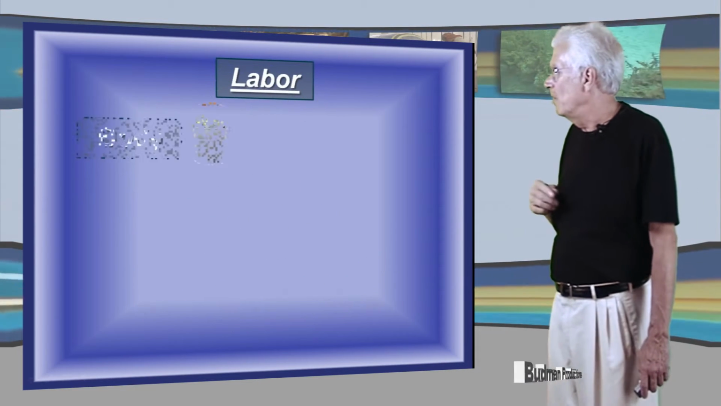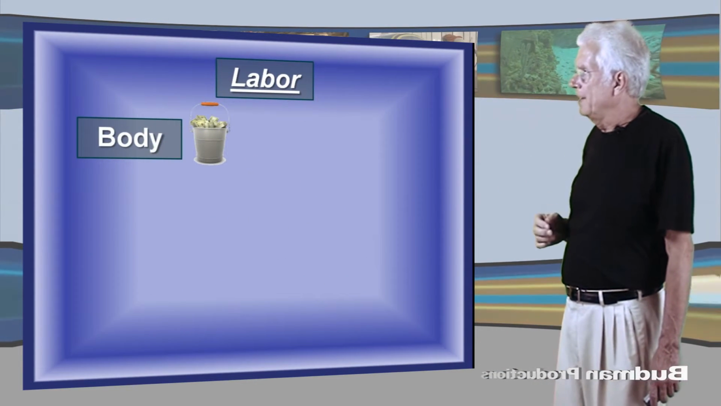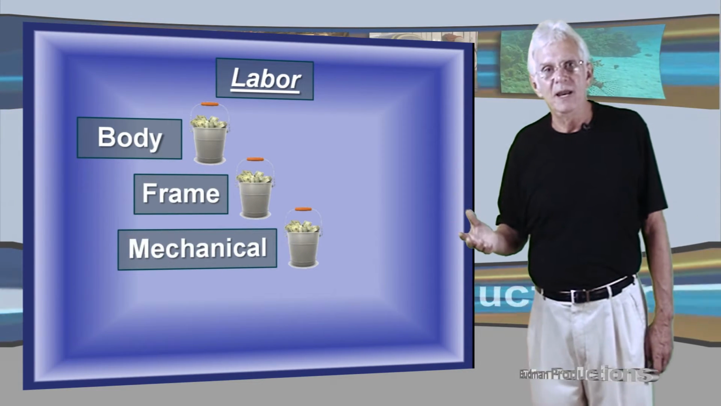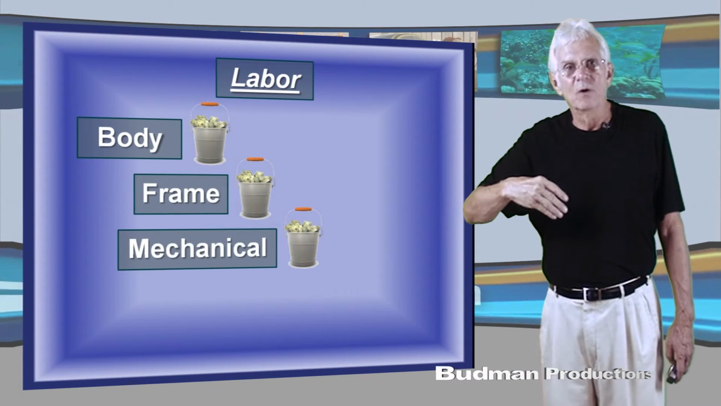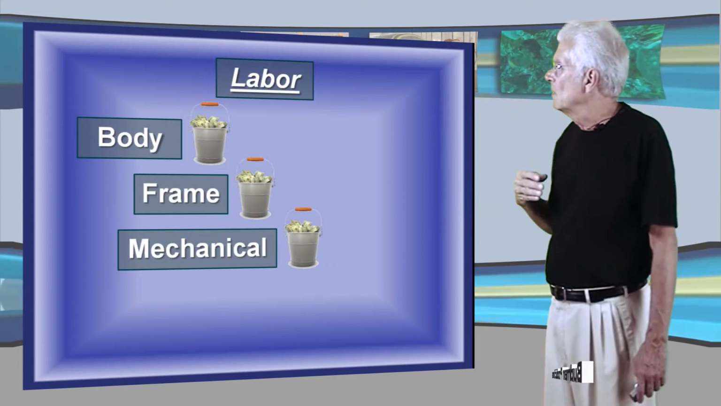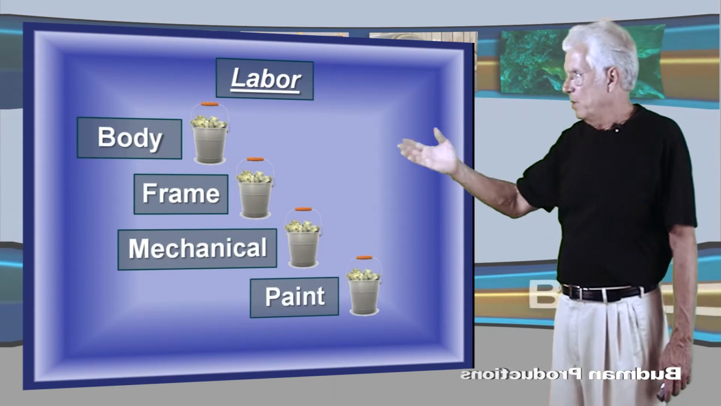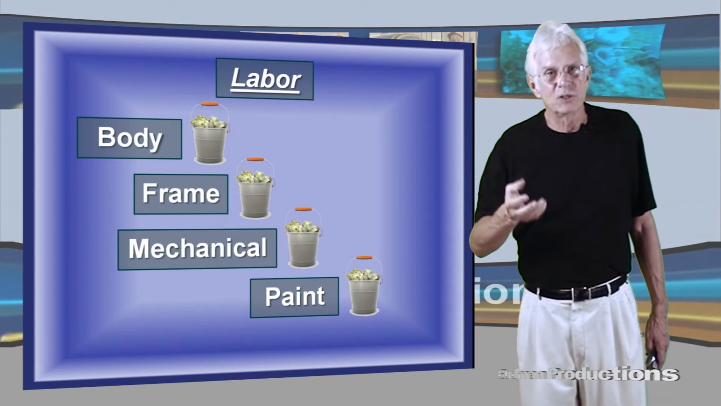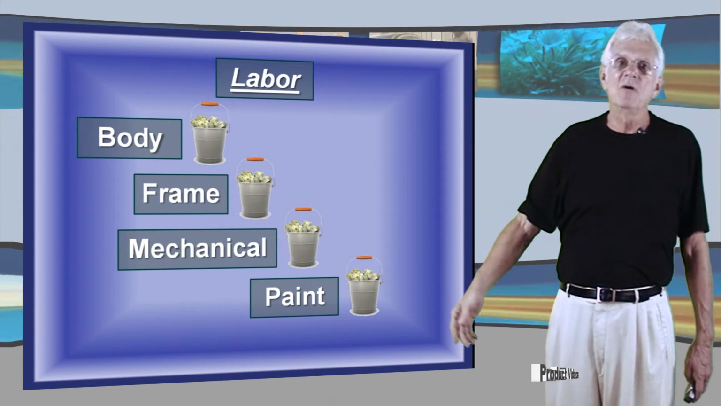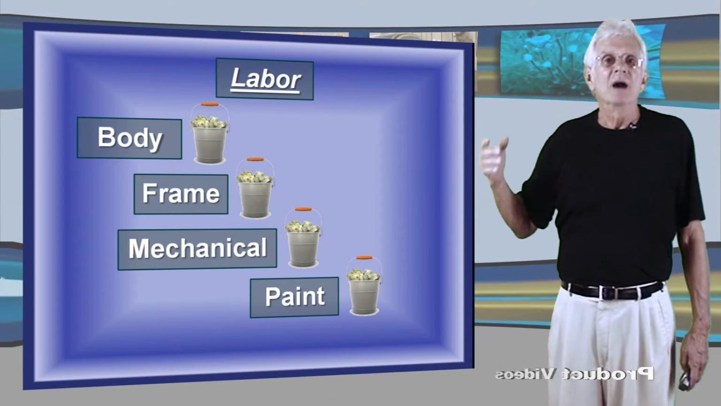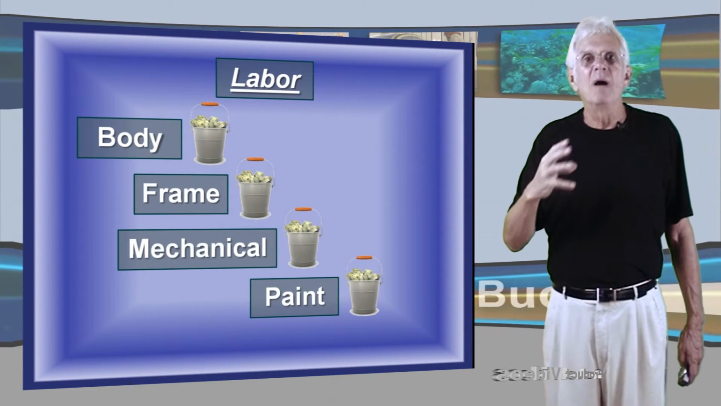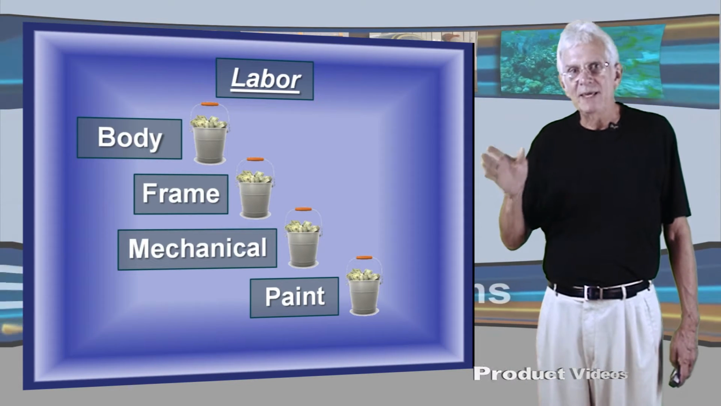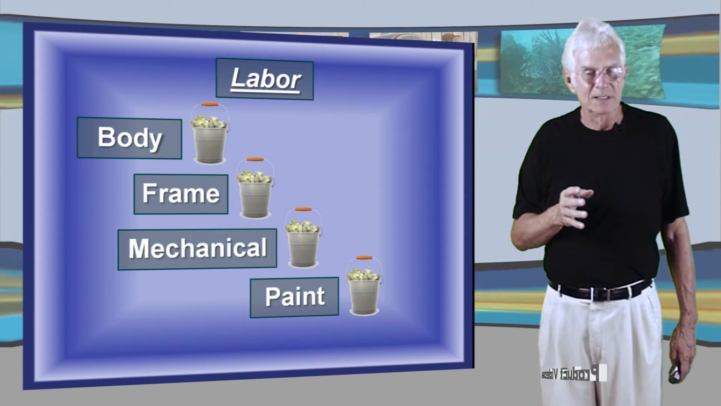Now, how about labor? We've got labor body. We've got labor frame. We've got labor mechanical. All of these show up on our estimating system. We also have labor paint. Now, a lot of the shops, and even the largest shops, will lump mechanical and frame under the main body category because they don't want the waste of time tracking these as individual profit centers.